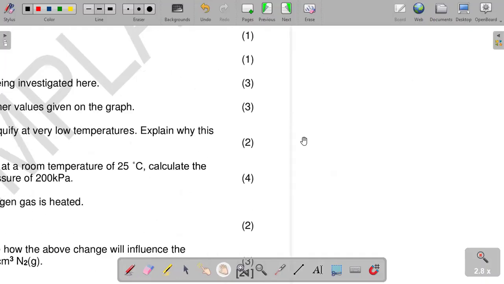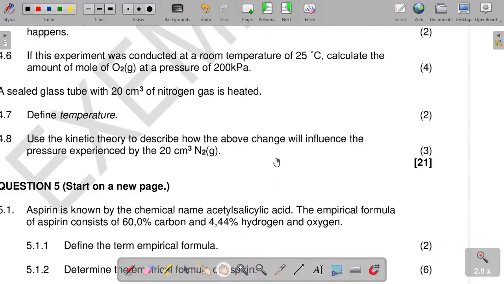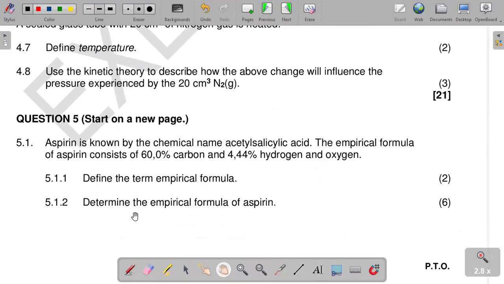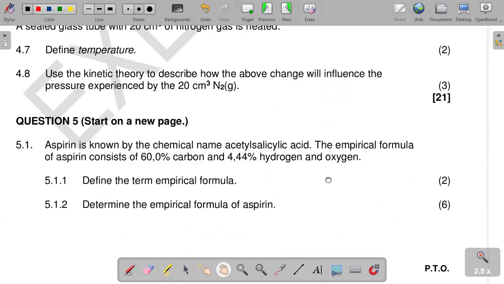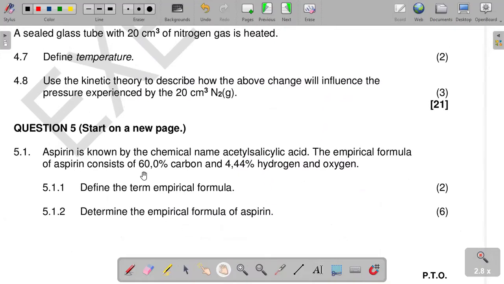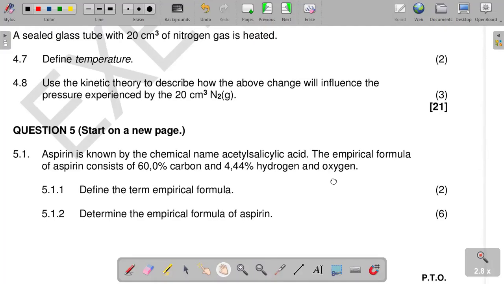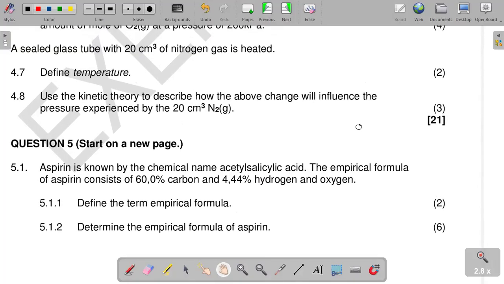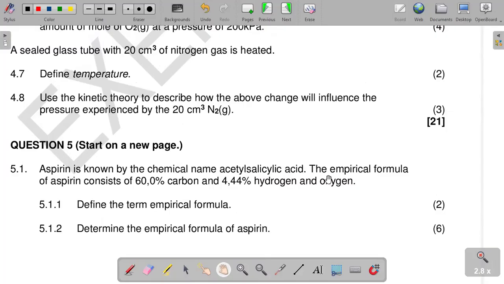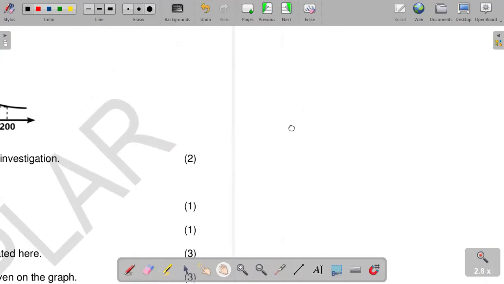And then for 5.1.2, we're required to find the empirical formula, isn't it? So determine the empirical formula of aspirin. To get the empirical formula, we should have the percentages of all the elements. So we should find the percentage for oxygen first. So we're going to say 100% for 5.1.2.